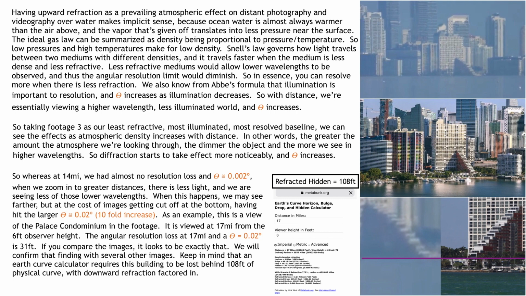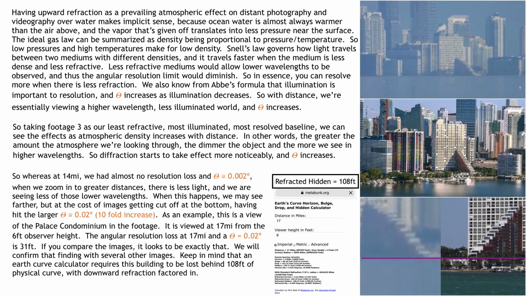Now, as he panned away and started to look at even more and more distant buildings, you did start to see a little bit of dimming. The brightness started to go down a little bit, and as you look through more and more atmosphere, you're getting more and more higher wavelengths. You're viewing the world with higher wavelengths and with less light, and so that causes theta to be breached.